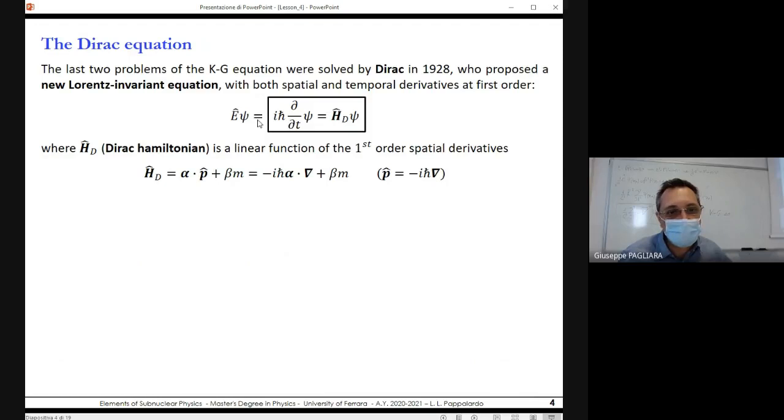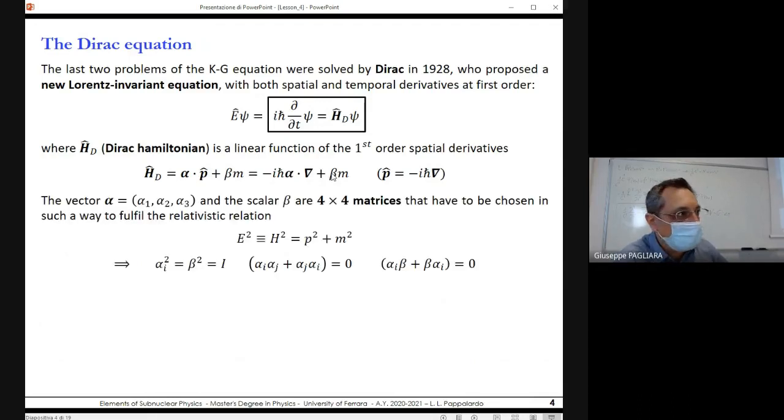So we can write the equation here in the form of an eigenvalue equation. You recognize here the energy operator, E. And this H_D is the so-called Dirac Hamiltonian or Dirac operator, which is a linear function of first order spatial derivatives. So H is given by alpha times p, where p is the usual momentum operator, plus some mass term. When we now substitute the expression of the momentum operator, we get here the linear dependence on the first order derivative with respect to the spatial coordinates. Is that clear? Of course, now we have to define what alpha and beta are.